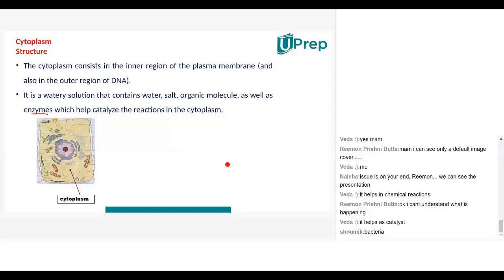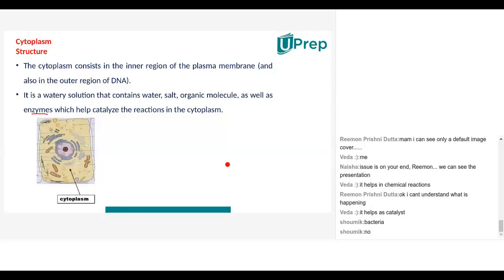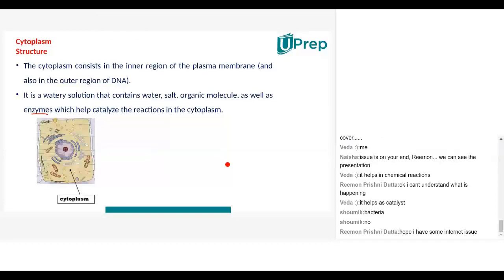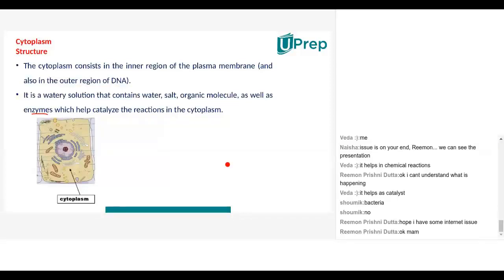Bacteria. Shavik. Enzyme is bacteria. No. Any other answers? Rimon, it's okay. Abhijit, you want to say something? No, ma'am. Rimon, it's okay. You have internet issue, no problem. It's okay.